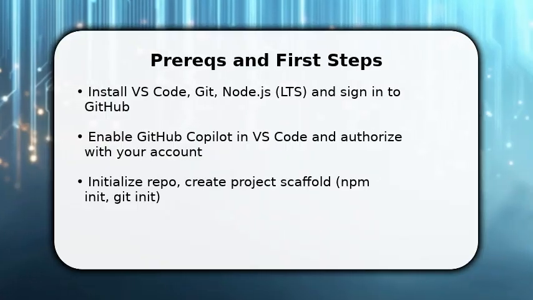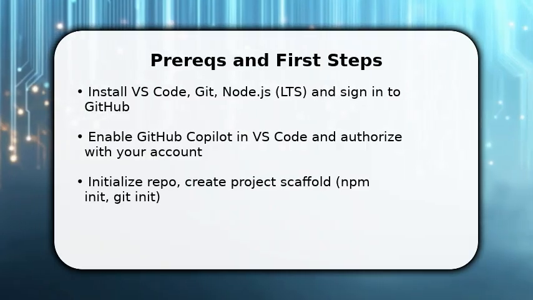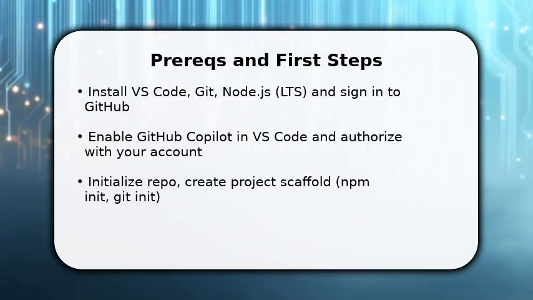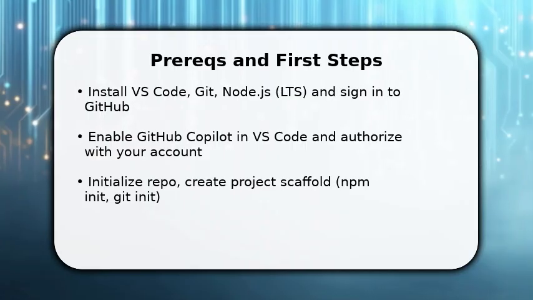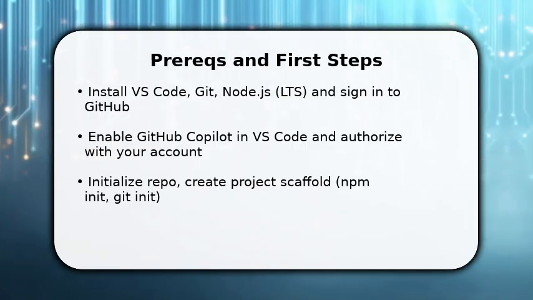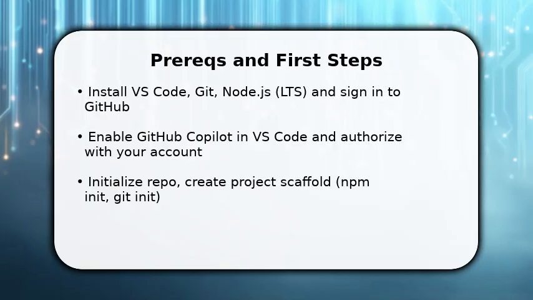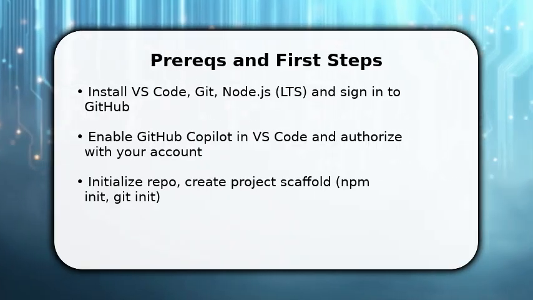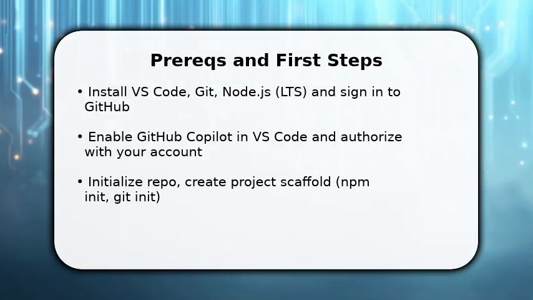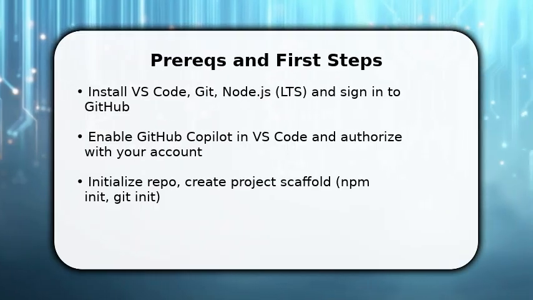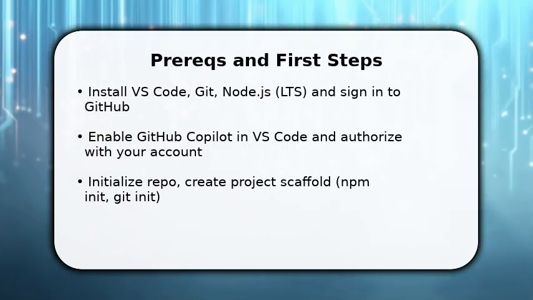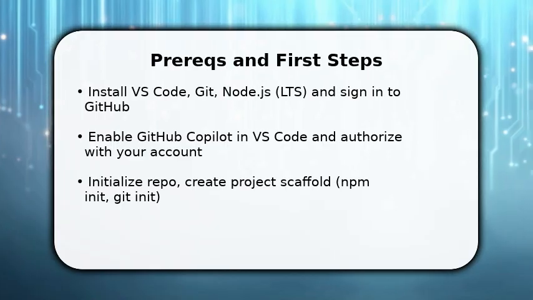You start by preparing tools so Copilot can help immediately. Install VS Code, Git, and Node LTS, sign into GitHub and enable Copilot. Once done, create and initialize your repo with Git init and npm init, then commit a minimal scaffold. Make sure to open the project in VS Code so Copilot suggestions appear inline.